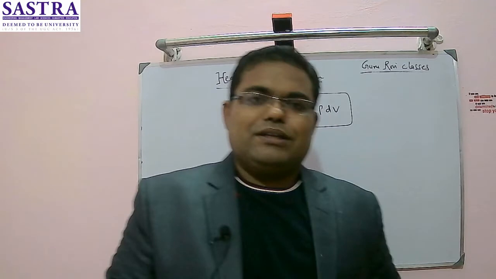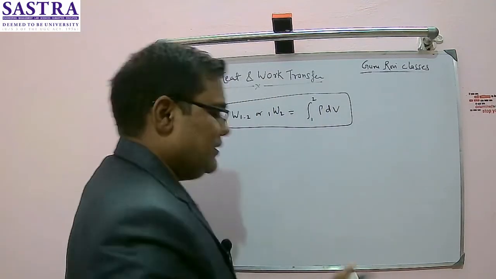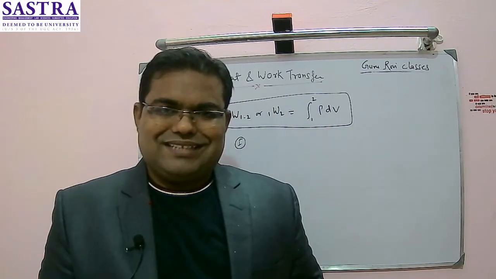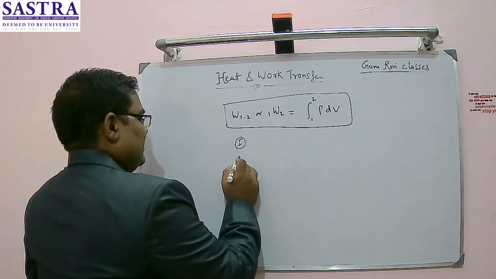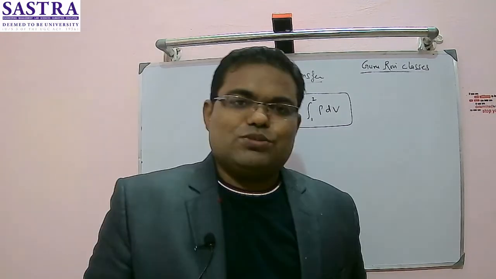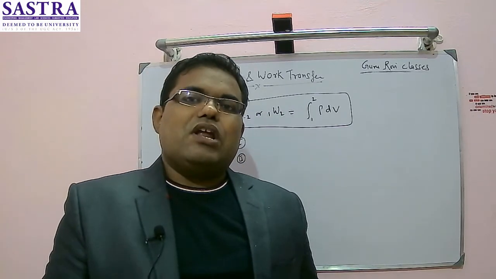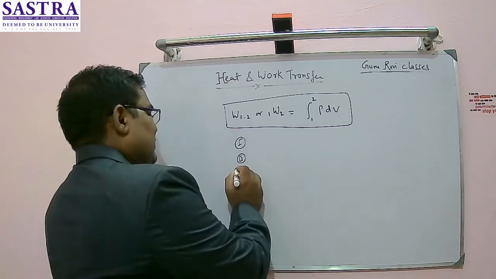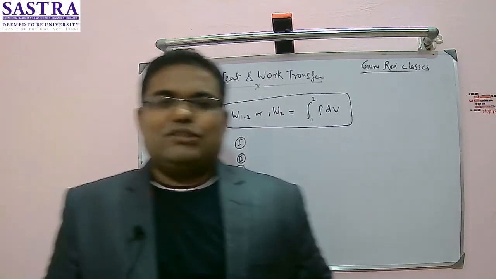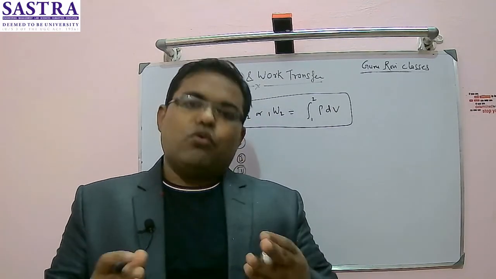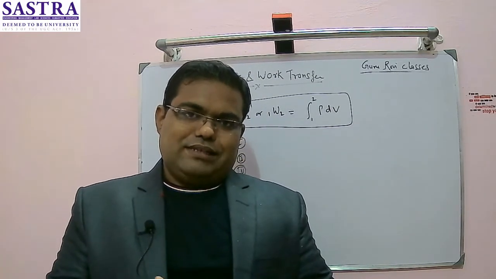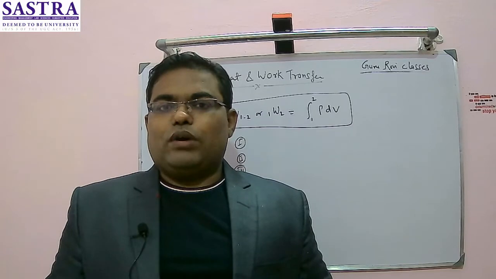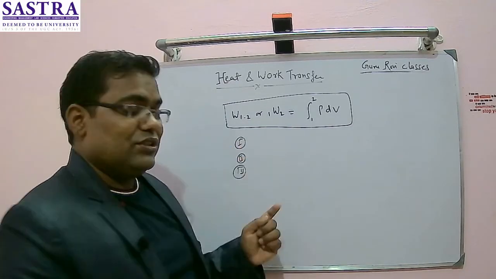Right, basically this equation is valid only for three conditions. First condition, the process is quasi-static. Second condition, the process takes place in a non-flow system or closed system. Third condition, work transfer is associated only with the boundary displacement. That means where boundaries are movable, only there can you find the PdV work. But the first and second conditions should be satisfied.